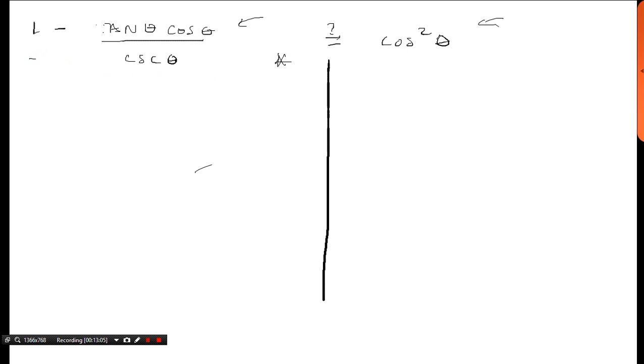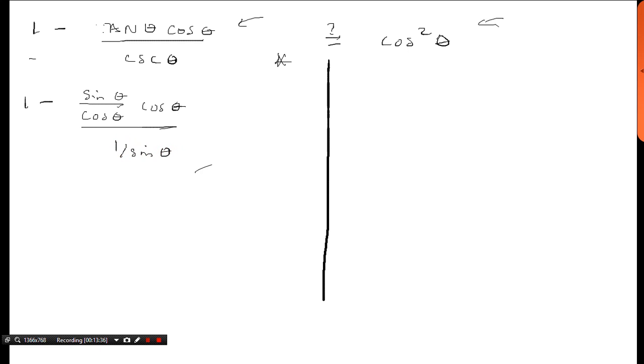So on the left side, notice I have cosines. Only cosines on my right side. So I probably need to turn the left side into nothing but cosine. So let's see where I get. Well, tangent is sine over cosine, right? So this ends up being, if you look at just your numerator, you get sine of theta over cosine of theta, that was tangent, times cosine of theta over cosecant. Cosecant, that's 1 over the sine of theta.